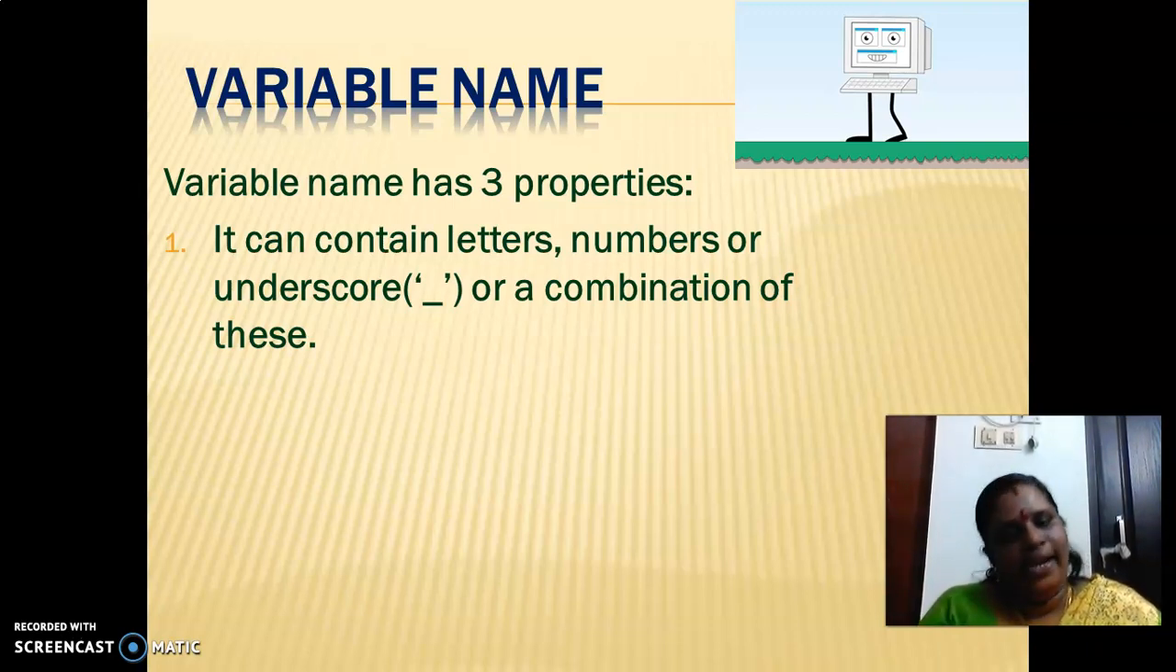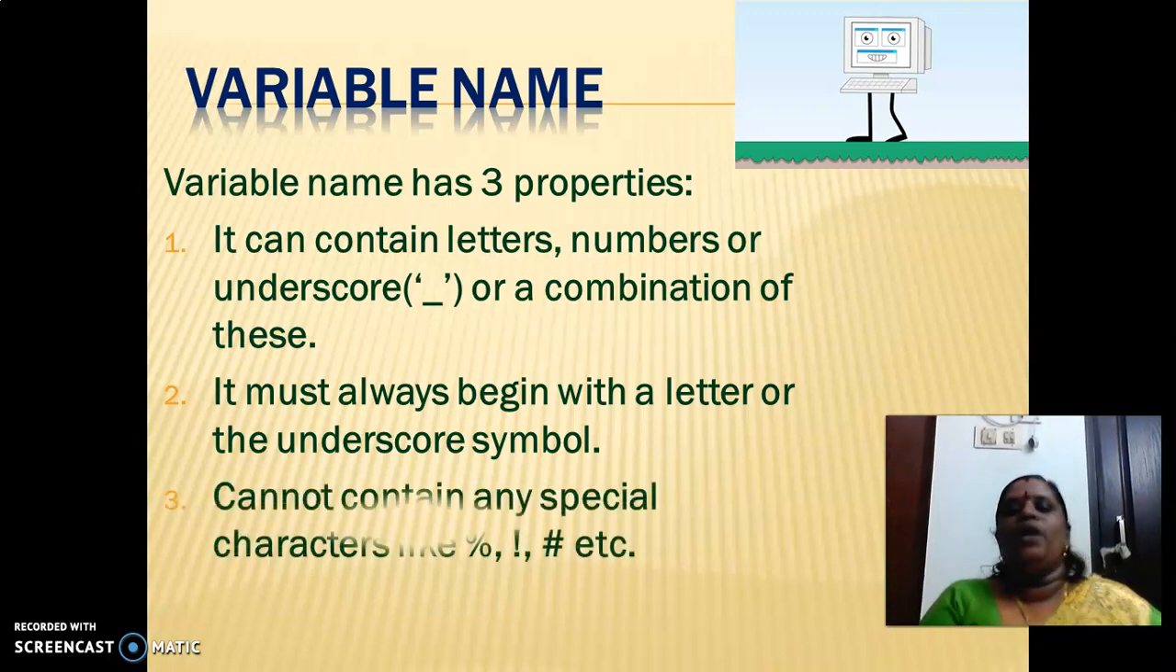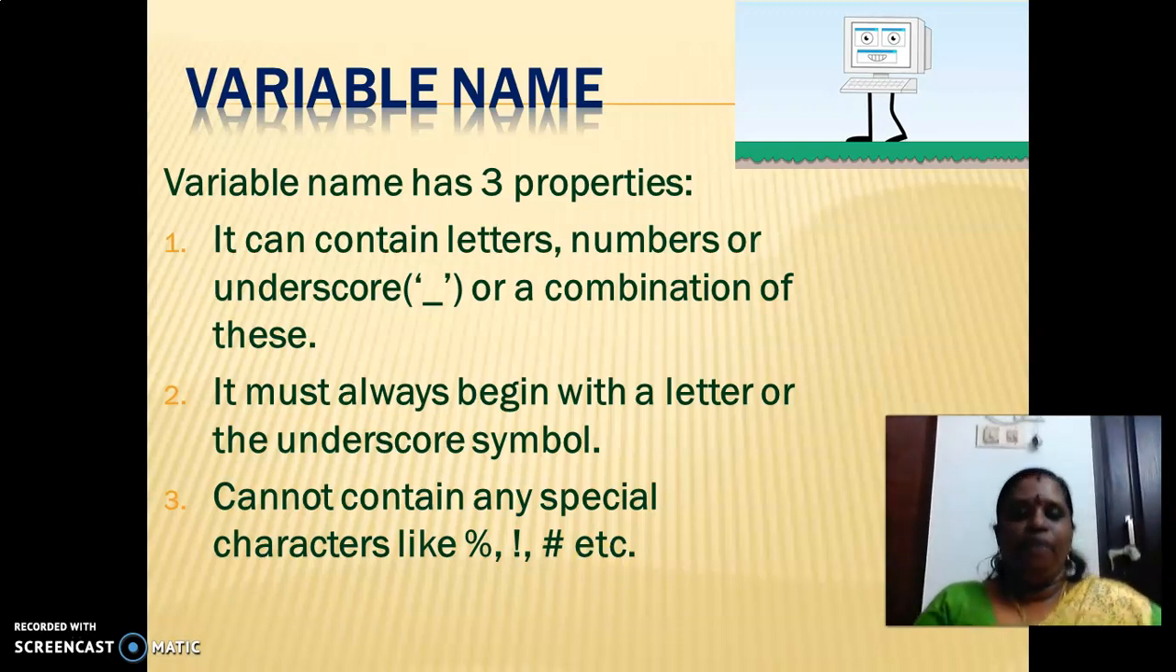The first one, it can contain letters, numbers or underscore or a combination of these. It must always begin with a letter or underscore, not with the numbers. Please be careful while naming the variable. It must always start with a letter, that is an alphabet, or the underscore symbol, not with a number. You should not start with a number. The next one, it cannot contain any special characters. So special characters are not allowed in the naming of the variable, like percentage or exclamation marks. Hash symbol is not allowed for any variable name.